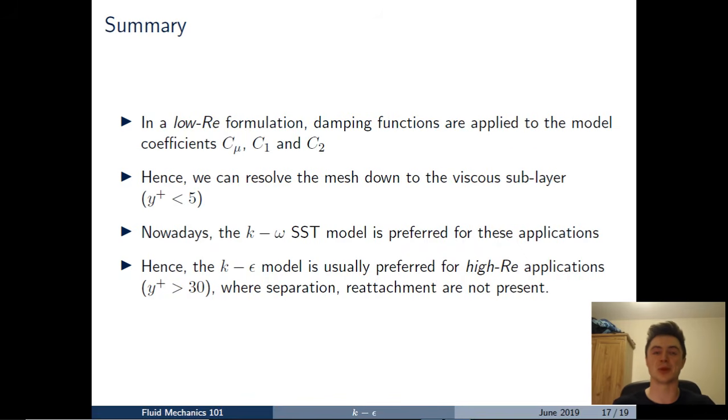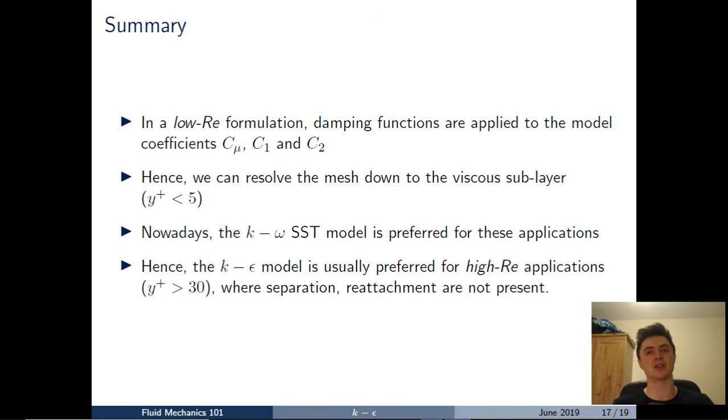So that may have been quite a lot for you to take in, so I'm just going to provide a quick summary for you here. Now, in a low Reynolds number formulation of the k-epsilon model, damping functions are applied to the model coefficients C mu, C1 and C2. And the reason these damping functions were introduced is to give the user the option of being able to resolve the equations all the way down into the viscous sublayer, and the damping functions are effectively reducing the value of epsilon in a similar way to how the mixing length was reduced in earlier models near the wall.